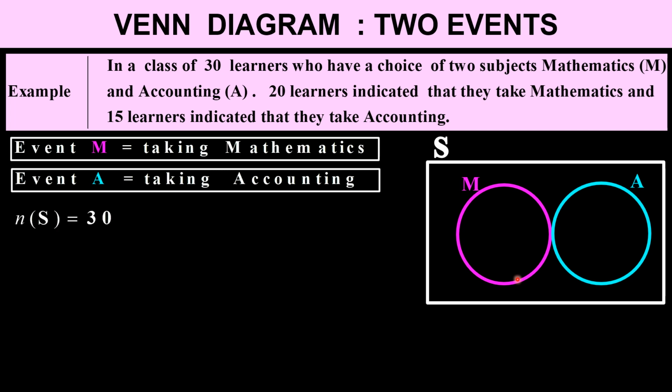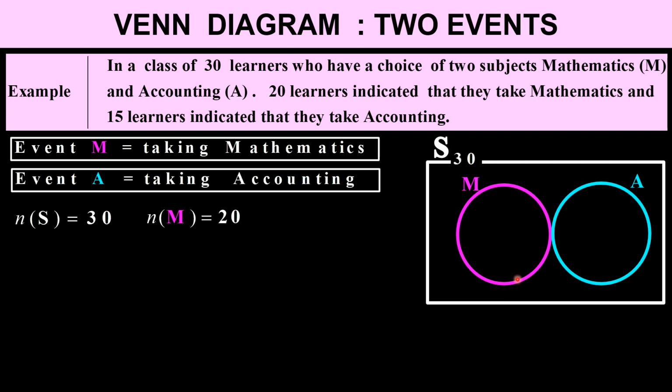Let's look at what information is given. We've got a sample space size of 30, so there are 30 learners. Now where do we put the 30? The 30 represents the whole, so we don't put it inside, rather we put it on the rectangle. We don't put it inside.